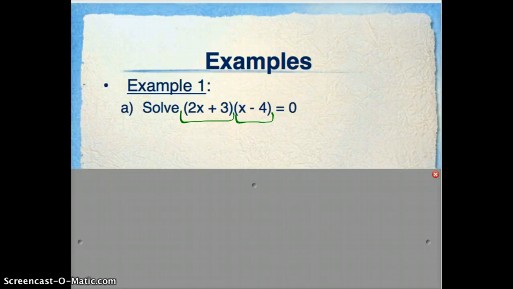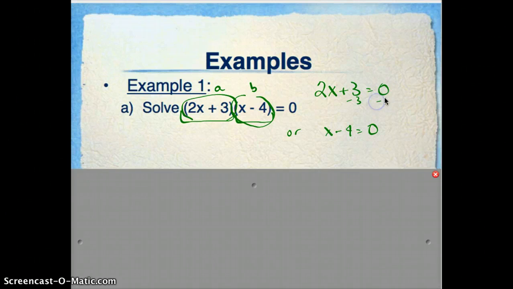The reason why I like this factored form is because we have two factors right now. We're saying that 2x plus 3 times x minus 4 equals 0. We could look at it like 2x plus 3 is a, x minus 4 is b, it doesn't really matter, but one of these two factors has to equal 0 for this whole product to equal 0. So I would say, either 2x plus 3 has to equal 0, or x minus 4 has to equal 0, because these two quantities are being multiplied together to give me 0, so one of these quantities must equal 0.